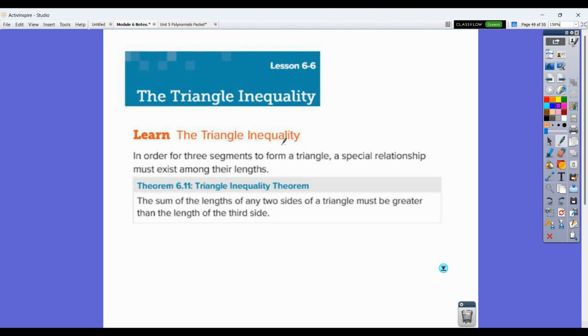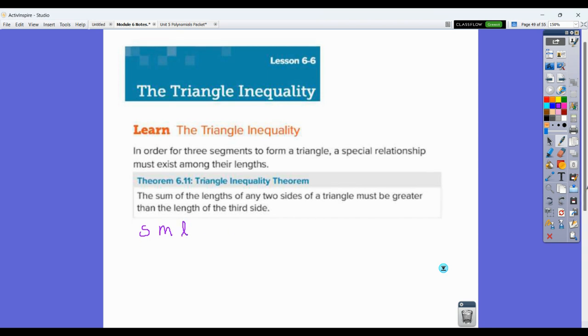In order for three segments to form a triangle, a special relationship must exist among the lengths of those segments. The sum of the lengths of any two sides of a triangle must be greater than the length of the third side. So if we think about a triangle, it's going to have, I'm going to call it a small, a medium, and a large side to it.